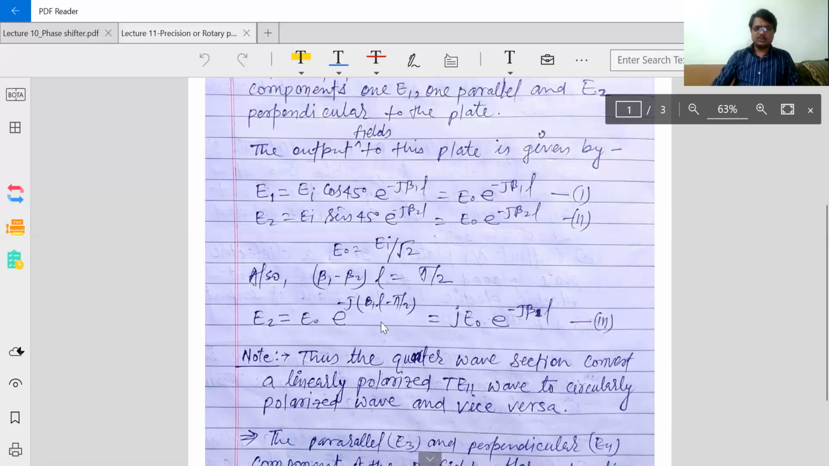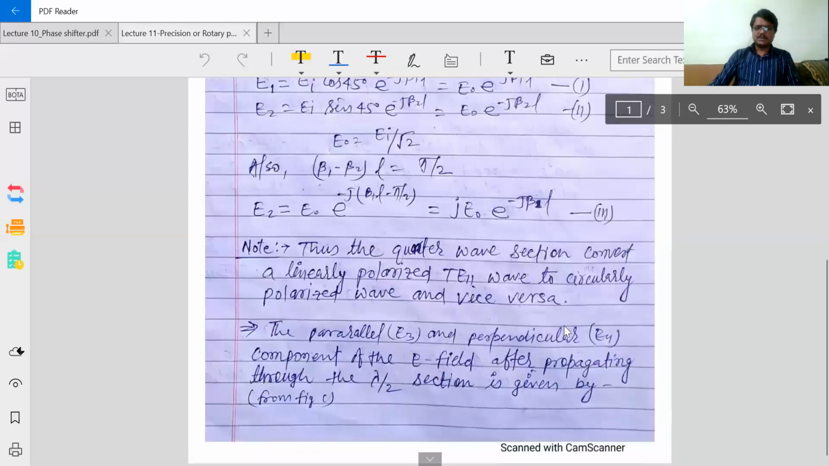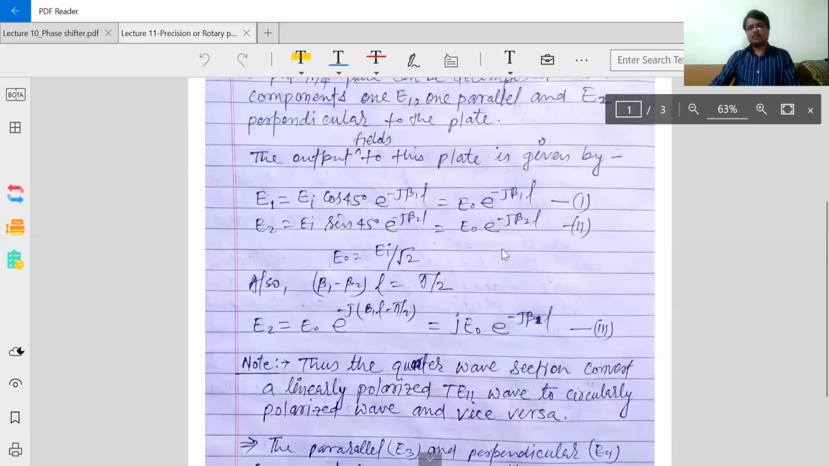E to the power j pi by 2 means cos pi by 2 plus j sin pi by 2. Cos pi by 2 is 0 and j sin pi by 2 is j, since sin pi by 2 is 1. So e to the power j pi by 2 will be equal to j. So we have calculated this E1, and E2, and now this is the output from the input.